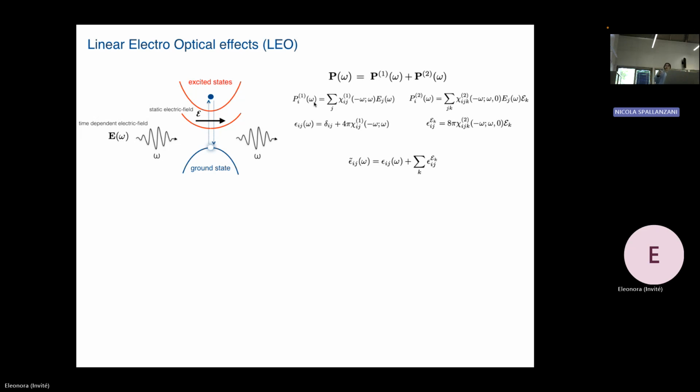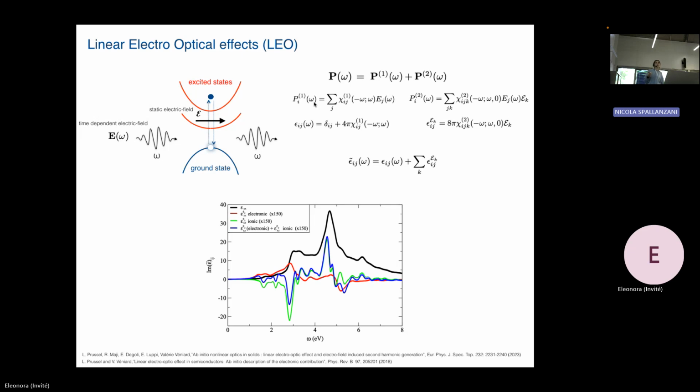Basically, the dielectric function changes. You have these things that add to the normal linear response dielectric function. You have this dielectric function that I labeled with this epsilon k, which is due to the static field that I have in here. And this changes your linear response, because it's not anymore just linear response; there is a linear response plus some effect that comes from the second order response.